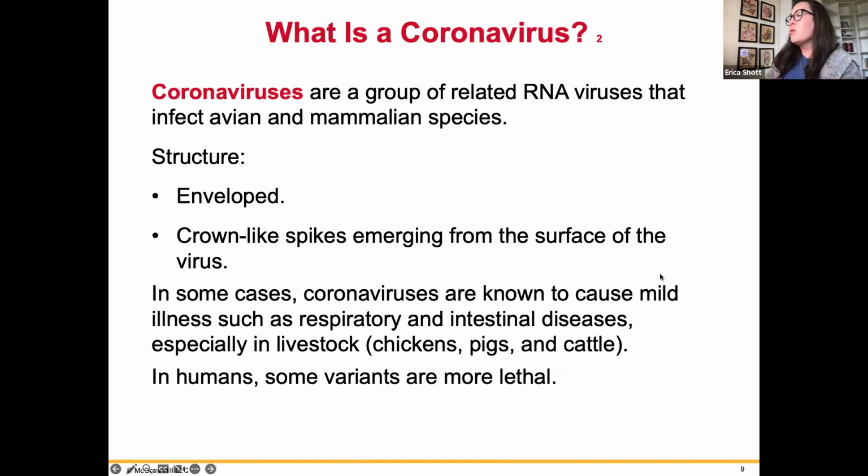So coronaviruses are a group of related RNA viruses that infect avian and mammalian species. They're enveloped, and they also have crown-like spikes emerging from the surface of the virus. Some cause mild respiratory illnesses. Like I said, there are coronaviruses that will just cause a cold. But there are others that can cause intestinal diseases, especially in livestock, chickens, pigs, and cattle. And in humans, some variants are more lethal, as we have seen.